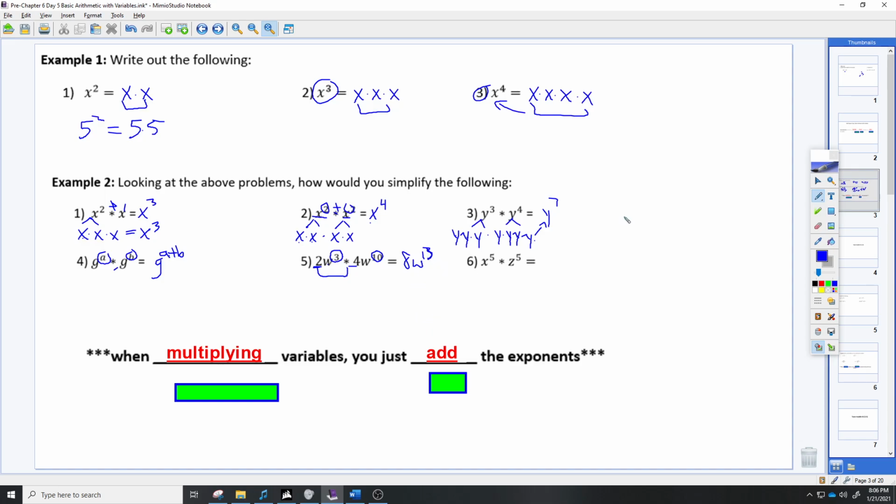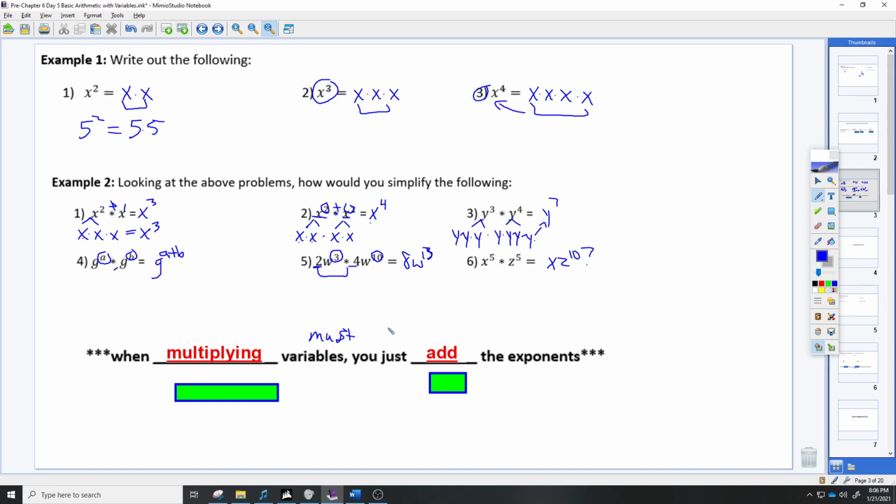And that would be your answer. So how about number 6? We have x to the 5th and z to the 5th. So does this just become xz to the 10th? Oh, no. We actually are not able to add the exponents here because they must have the same base. I'm going to add that down here.